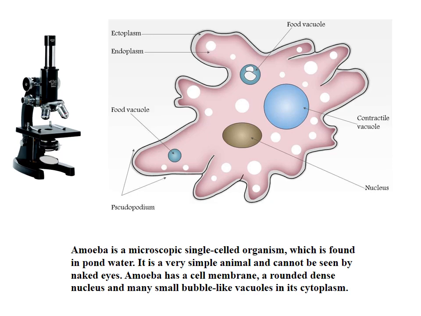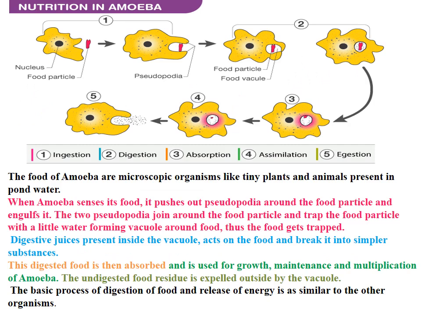So next we see how digestion, or nutrition, in amoeba takes place. The processes are similar to ours, but the way they carry them out is different. So now we are going to discuss how nutrition in amoeba takes place. Actually, nutrition in amoeba takes place through 5 processes. First is ingestion, second is digestion, third is absorption, fourth is assimilation, and fifth is egestion.